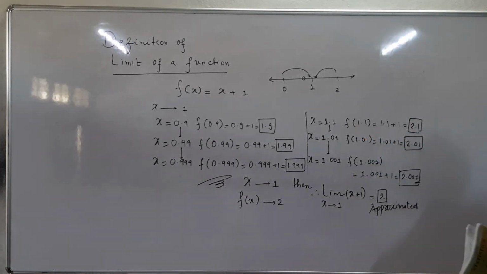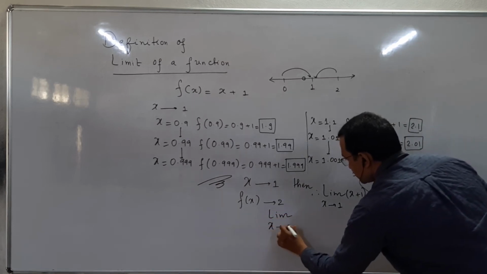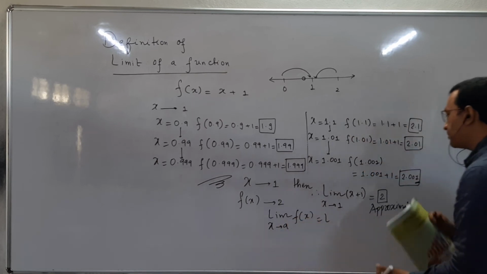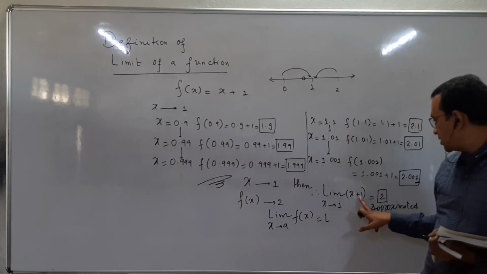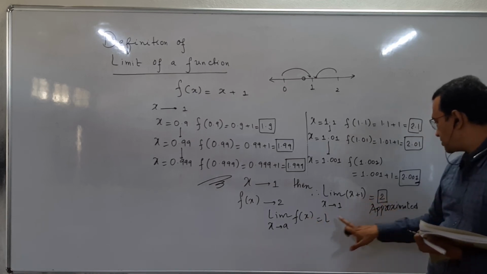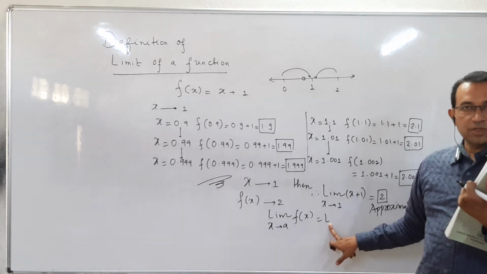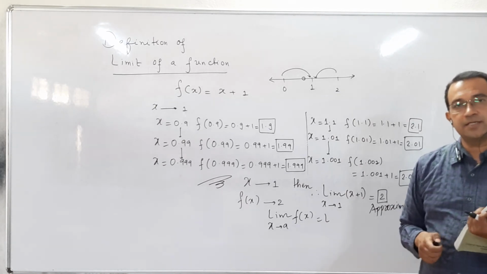This I can write, students, like this also: limit x tends to a, f of x is approximated as L. Compare here: a becomes 1, our function becomes x plus 1, and our answer becomes 2. Exactly it is not 2, but it is approaching 2, so we approximate it and write it as 2.